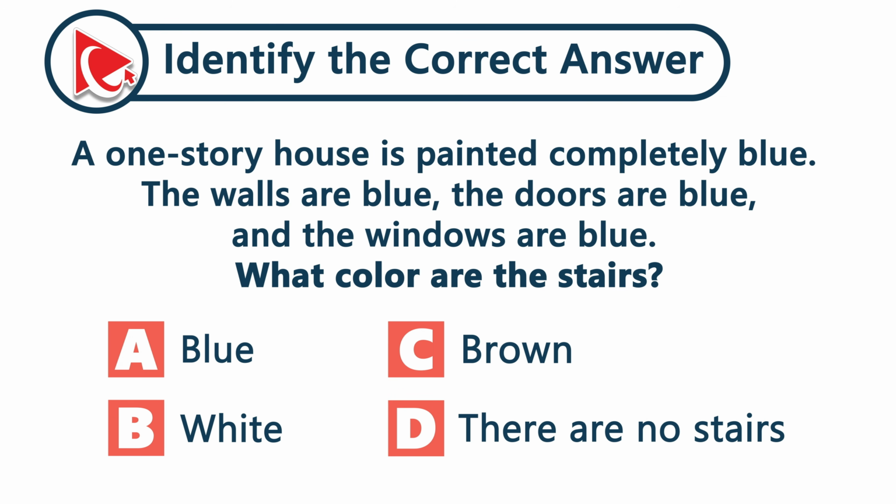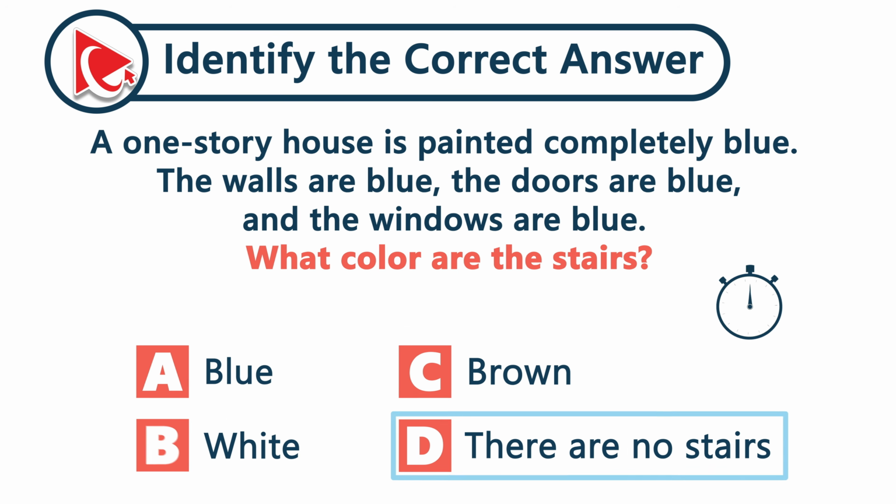A one-story house is painted completely blue. The walls are blue, the doors are blue, and the windows are blue. What color are the stairs? A. Blue, B. White, C. Brown, and D. There are no stairs.